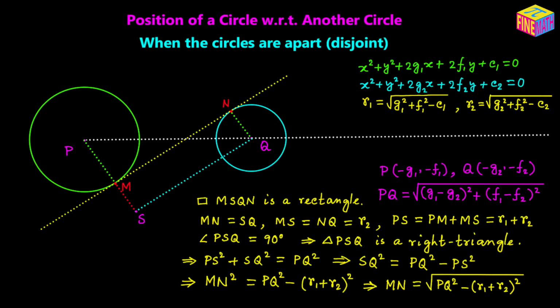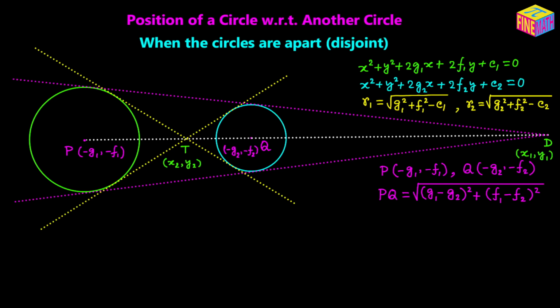And from here we can say then MN will be equal to the positive value of the square root of PQ squared minus (R sub 1 plus R sub 2) whole squared. So that is the length of the transverse common tangent between the two circles. I hope things are clear up to this point. Next, let's try to find the coordinates of the point D.